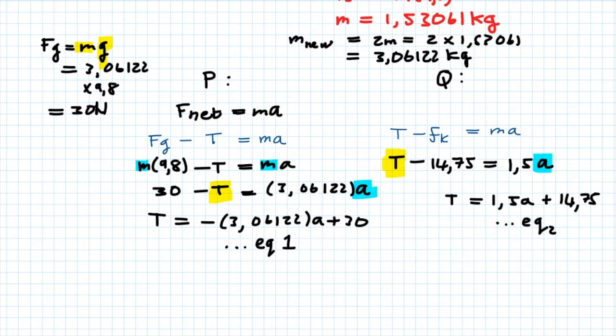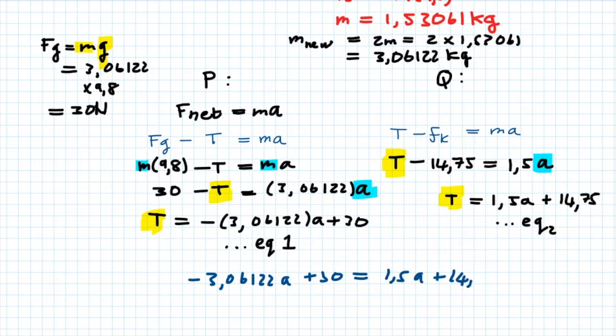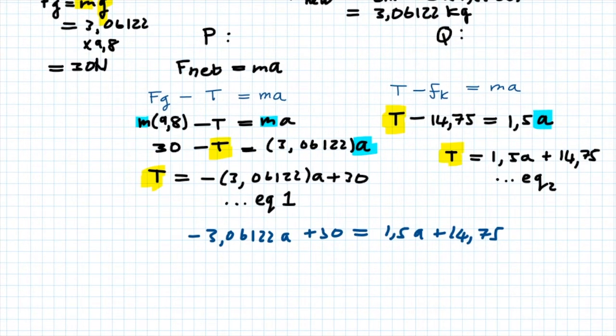Now, since the tension is equal to the tension, we can go ahead and solve simultaneously by saying negative 3,06122 acceleration plus 30 is equal to 1,5A plus 14,75. We can move over our accelerations, move the constants to one side, divide by the coefficient, and we find out that the acceleration is equal to 3,34 meters per second squared. And that is the final answer to this question.